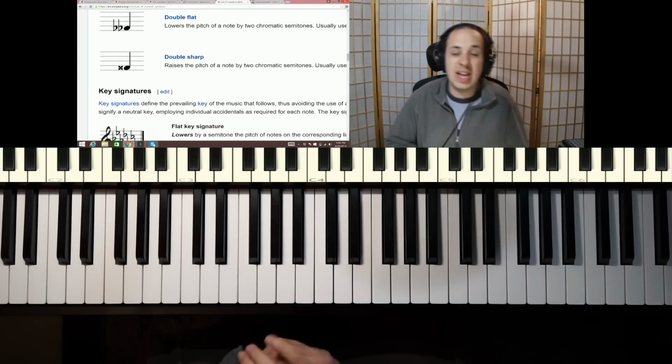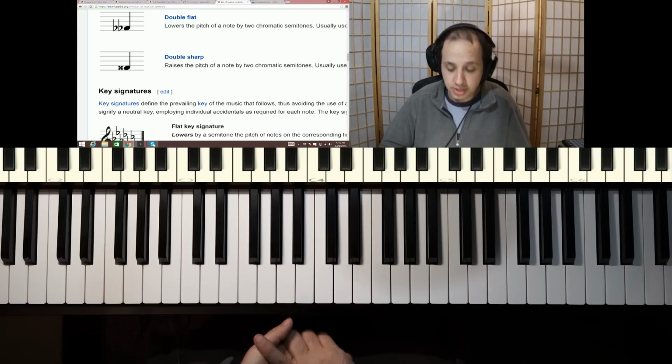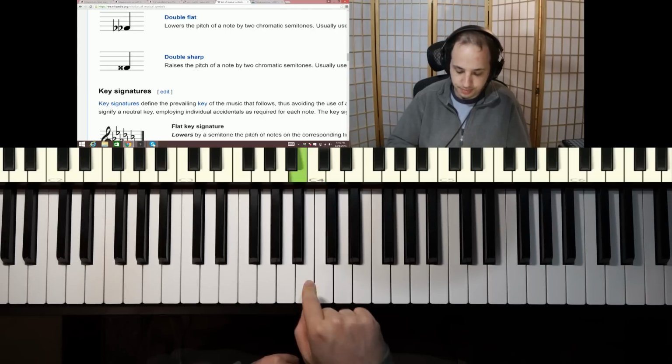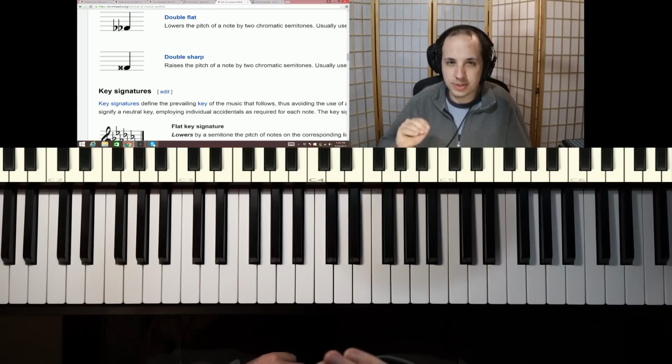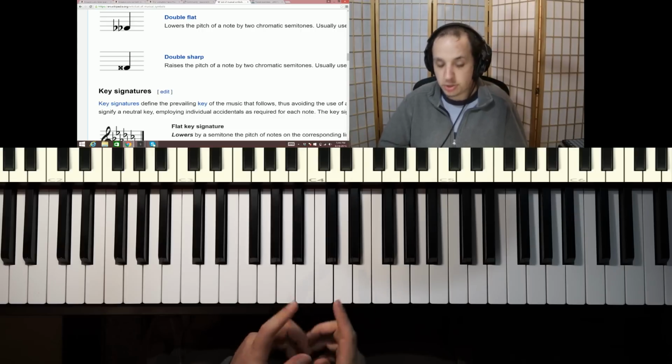A double flat, a lot of people don't know this, so there is such a thing as a double flat. So what do you do? You play the note, and then you go down, not one half step, but two. And it's mostly used for chords. I'm not really going to explain why, because I want to keep it simple, as they say. But anyway, you go a whole step down.